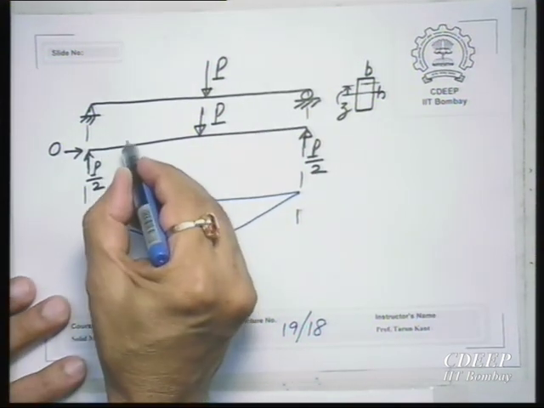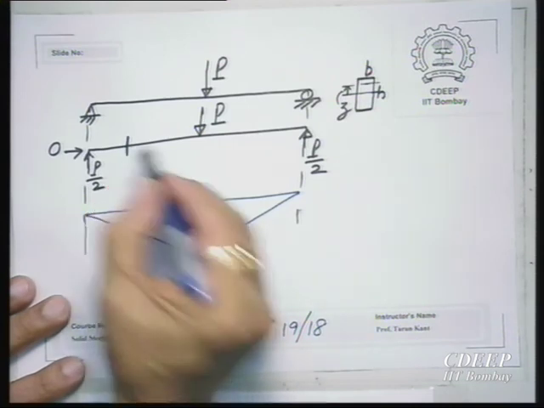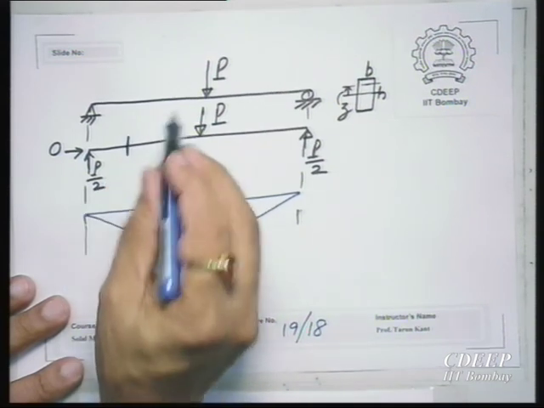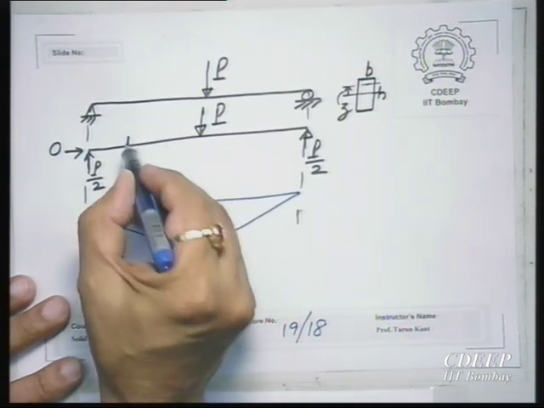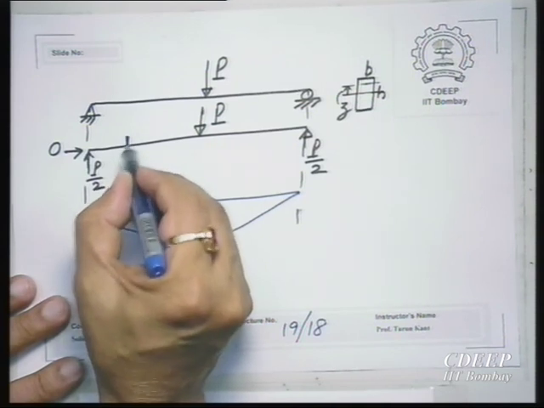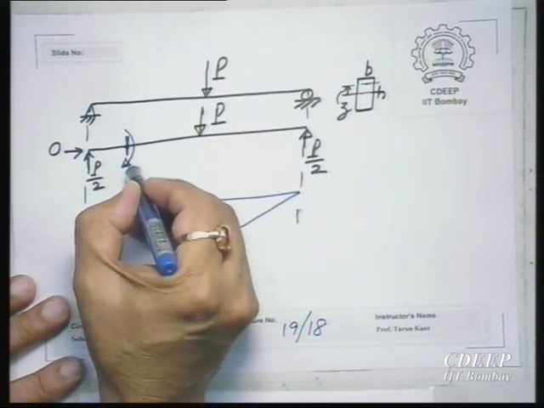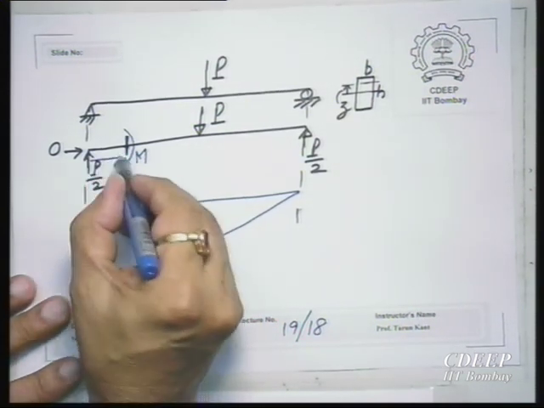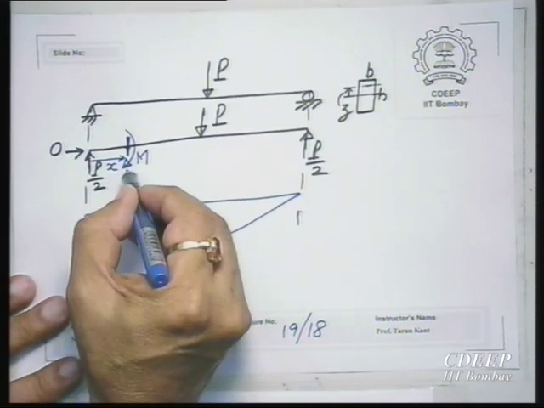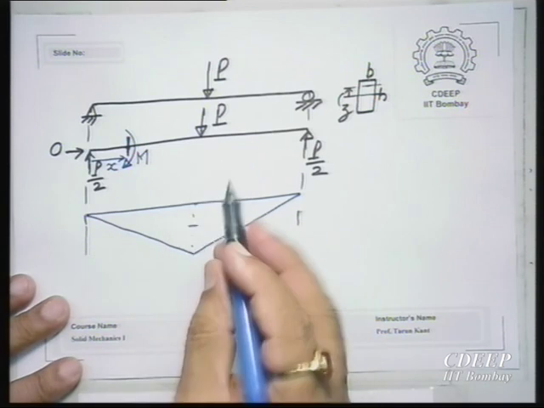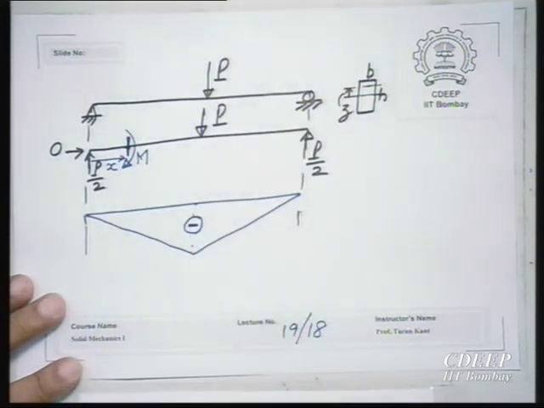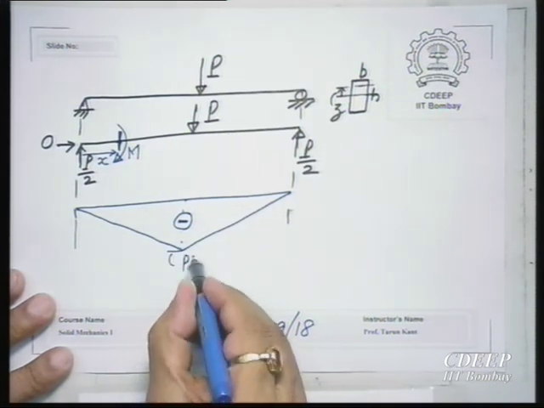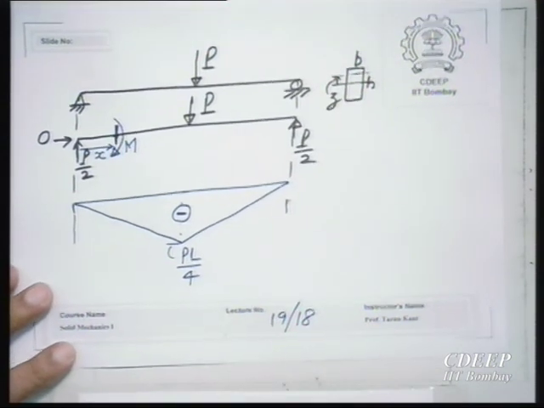At any cross section, what is the bending moment? At this point, what is the bending moment? Yes, is it positive or negative? Here, this is my positive bending moment. Now, if I take moment about this point, P by 2 into x, that is giving, so this moment must be negative. Is it okay? So, this is negative. I have drawn like this. And this value is PL by 4.